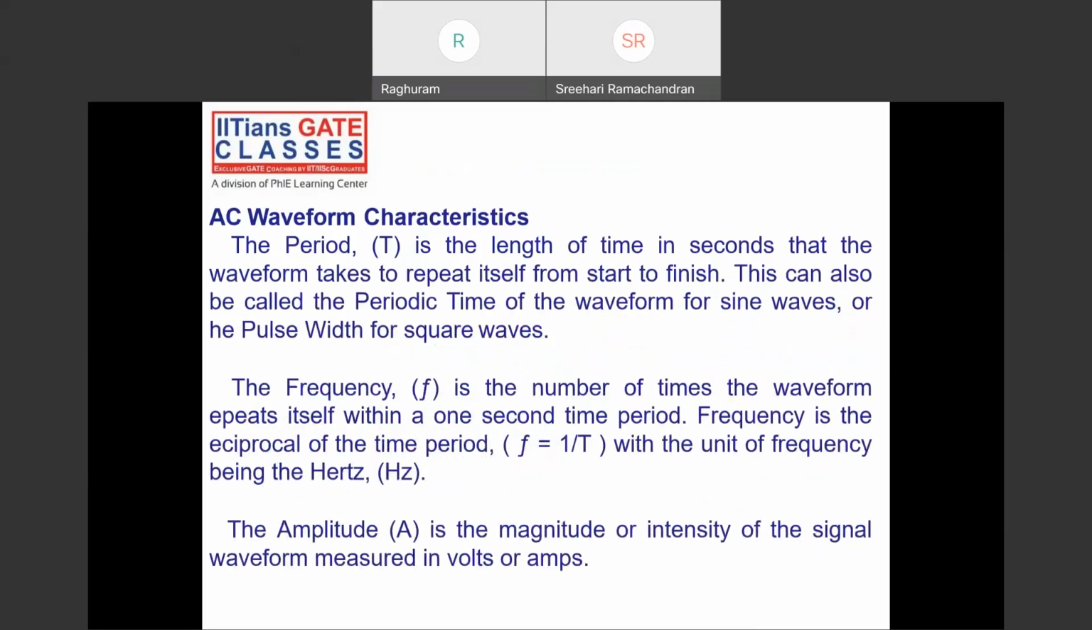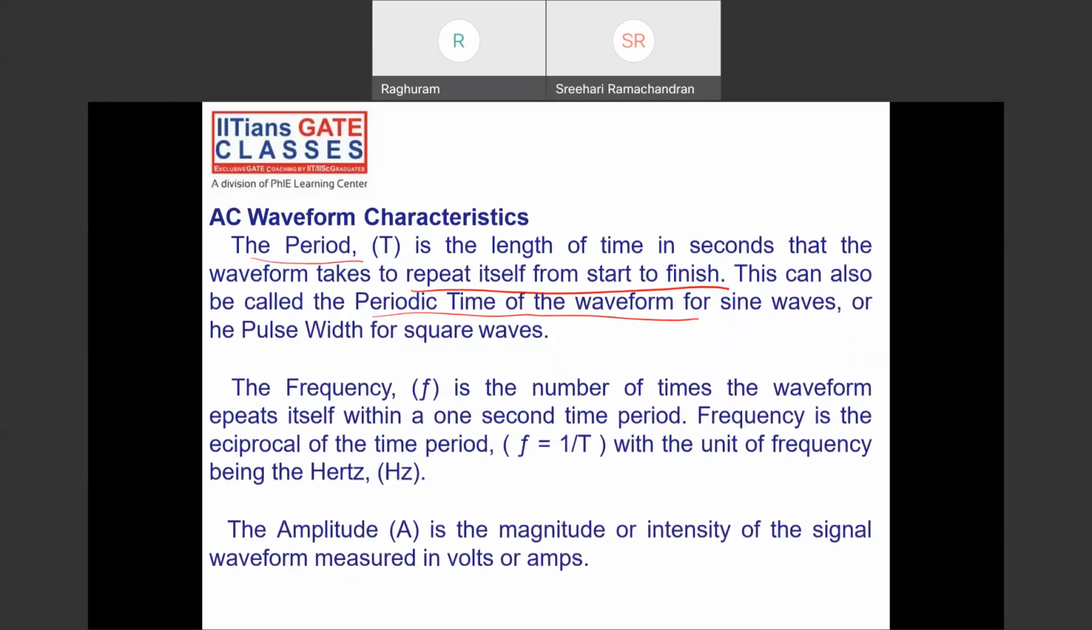AC waveform characteristics. The period T is the length of time in seconds that the waveform takes to repeat itself from start to finish. All these are periodic functions, in the sense they repeat themselves from the start to finish after a certain time. That is called the time period. It can also be called the periodic time of the waveform for sine waves, or the pulse width for square waves.